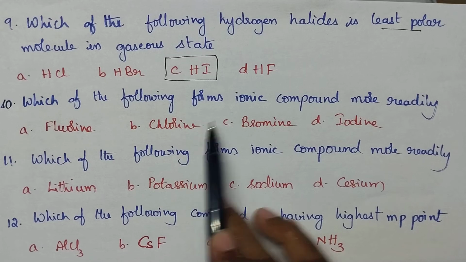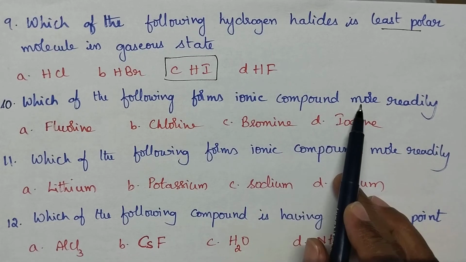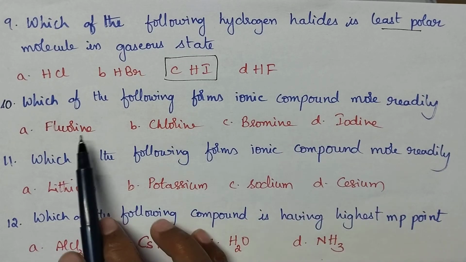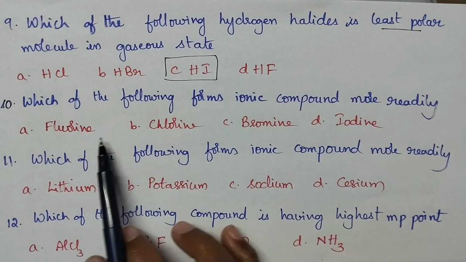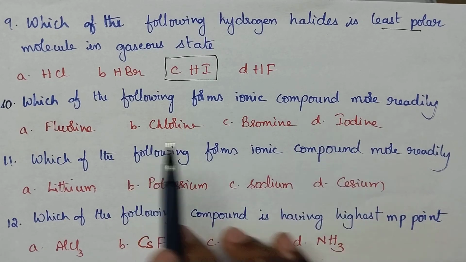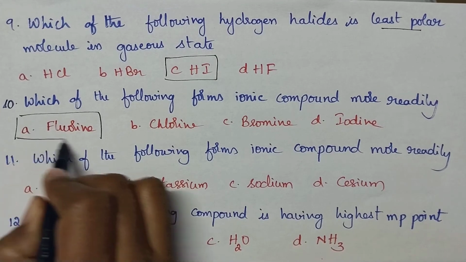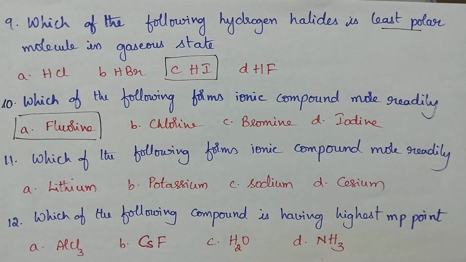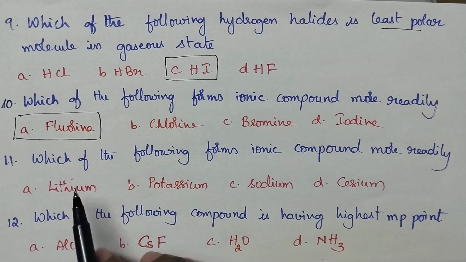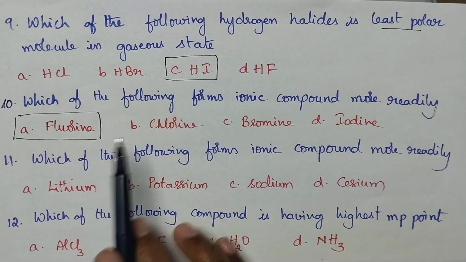Which of the following forms ionic compounds more readily? So fluorine, chlorine, bromine, iodine. So these are the anions. So anions having small size result in the formation of very strong ionic compounds. So here fluorine is the right answer.